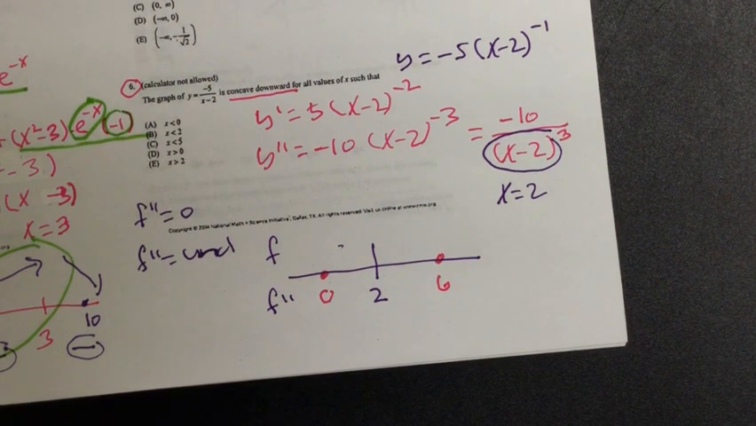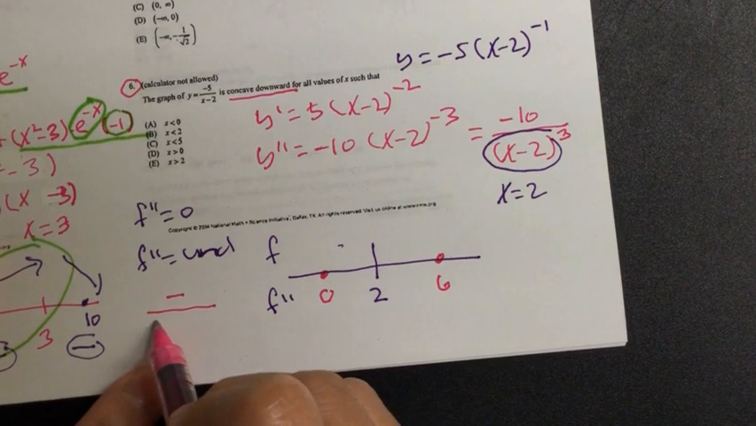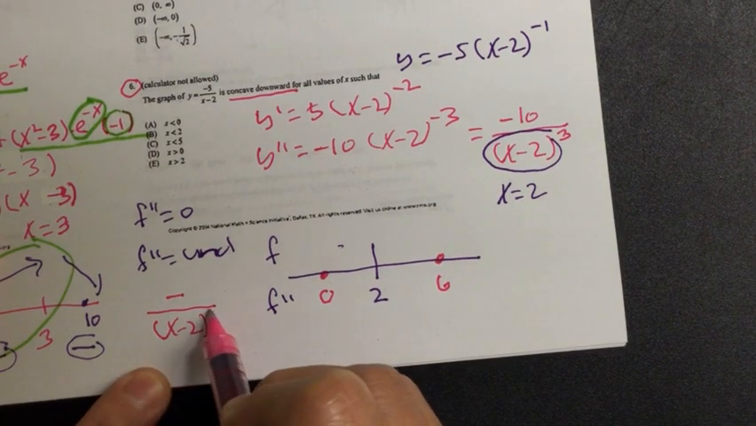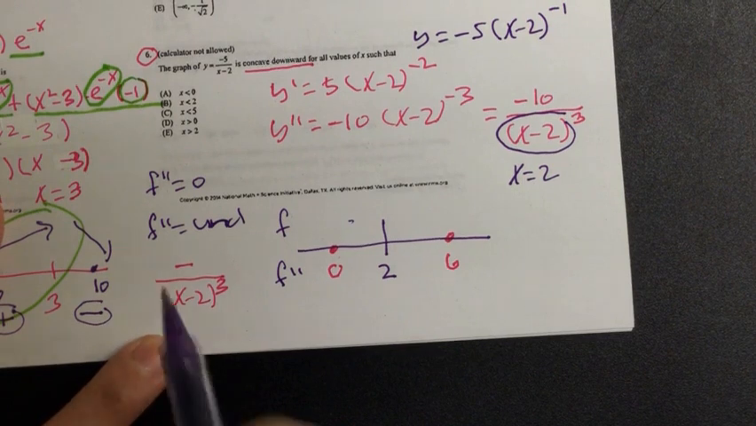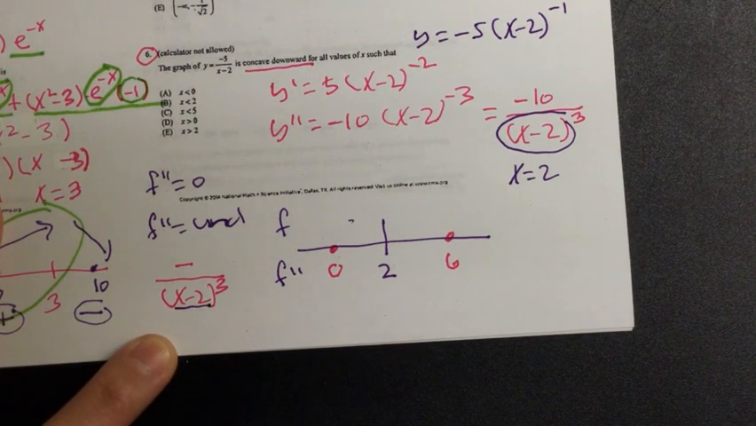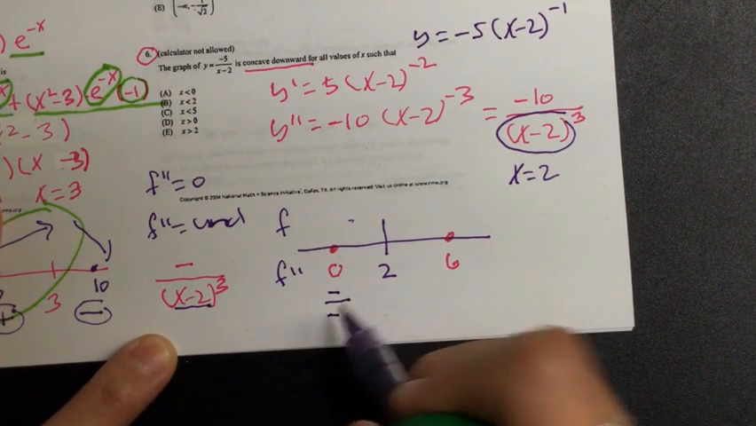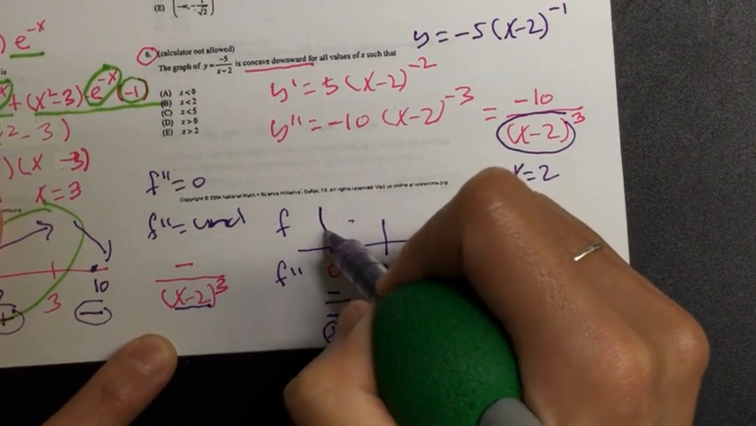So let's see about plugging this one in. My top is already a negative. The bottom one, we have to actually plug in and cube it. So if I plug in a 0 in here, I'm going to be left with negative 2. What is negative 2 to the power of 3? It's another negative. Then I have negative times another negative. It's going to give me a positive. So that means it is concave up.